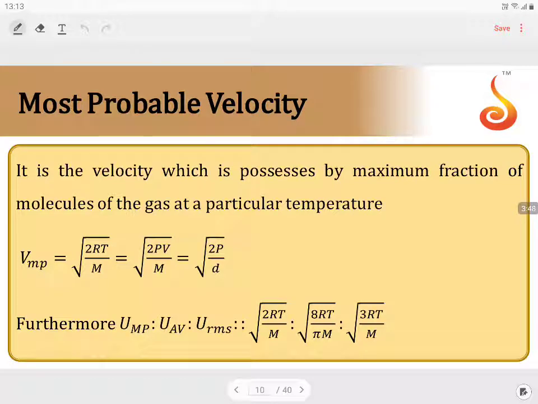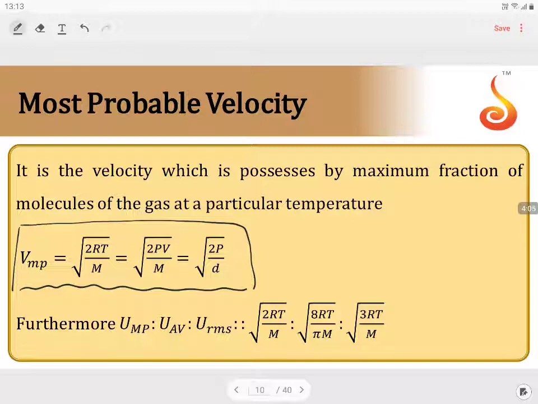It can be understood as the velocity possessed by the maximum fraction of molecules of a gas at a particular temperature, which is given by most probable velocity equals root 2RT by M, which is also given as root 2PV by M, which is also given as root 2P by d. This is the formula for most probable velocity.